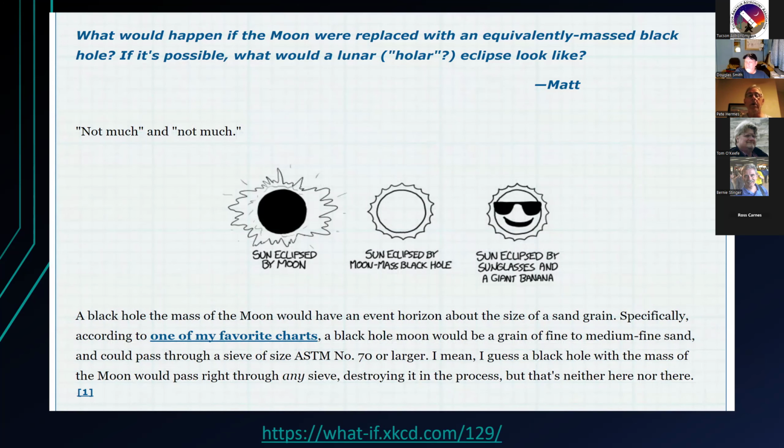This here is a question that was asked to a series that I follow, which is asking, what happens if you were to replace the moon with an equivalently massed black hole, and what would this lunar black hole look like? The answer is that a black hole that has the mass of the moon would have an event horizon that's the size of a grain of sand.